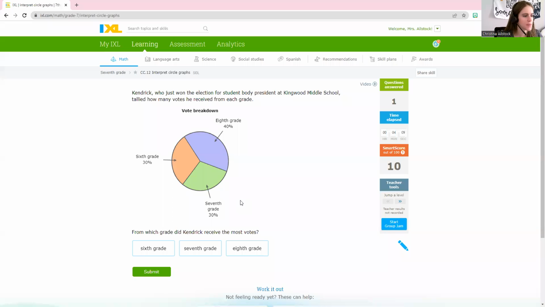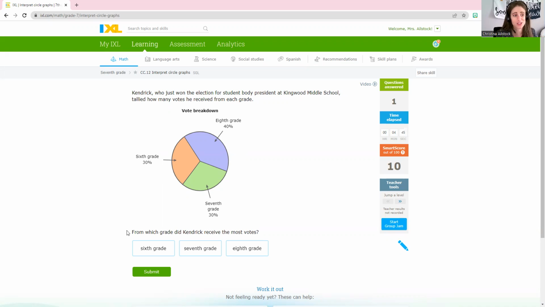Next question. Kendrick, who just won the election for the student body president at Kingwood Middle School, tallied how many votes he received from each grade. And we can see our circle graph here. It looks good. We have all of our labels. This time our data is represented in percentages. And then our question is, from which grade did Kendrick receive the most votes?